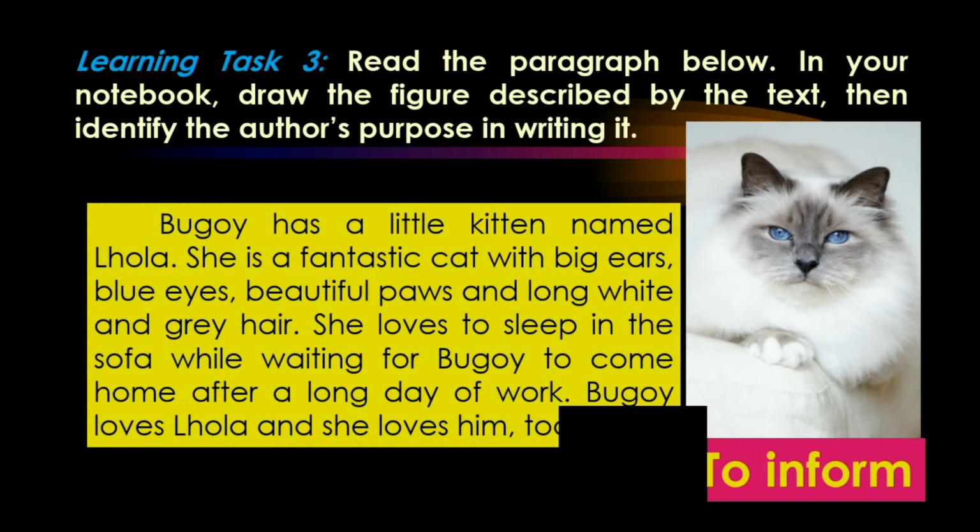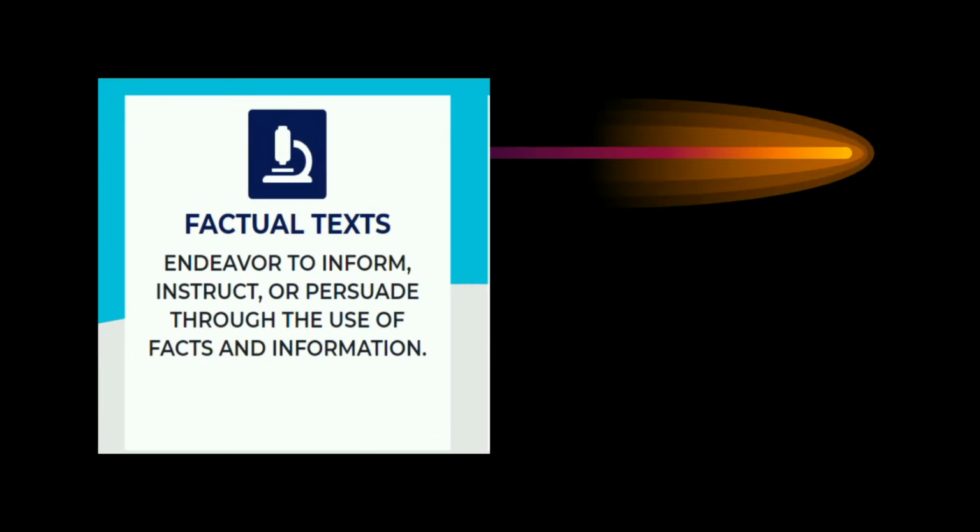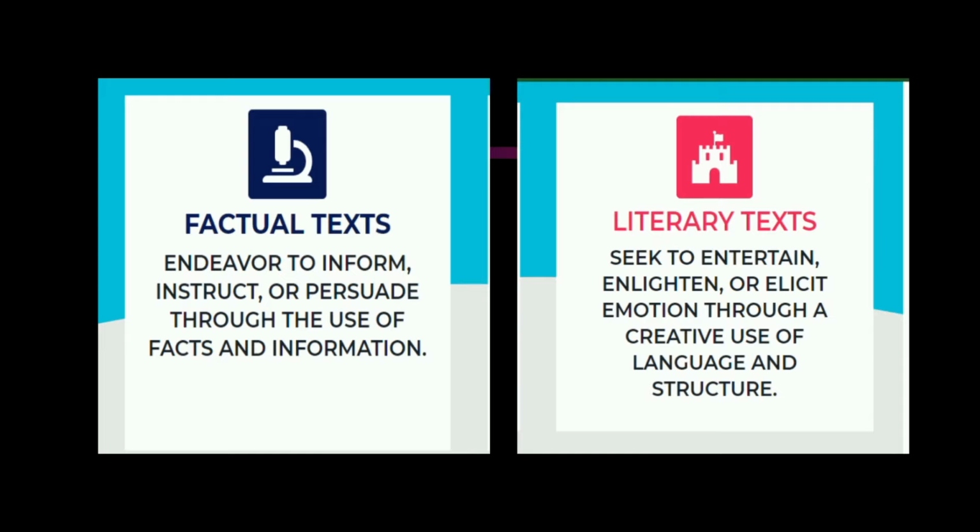Okay? So that's it. Last week, we have touched in our discussion the two basic type of text. So what are these again? We have the factual or informational text and the literary text. So when we say factual text, these endeavor to inform, instruct, or persuade through the use of facts and information, while literary texts seek to entertain, enlighten, or elicit emotion through a creative use of language and structure.